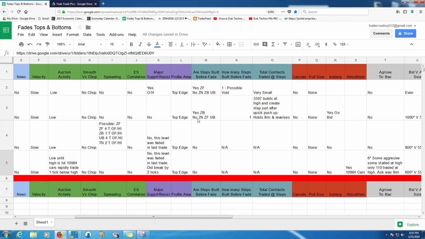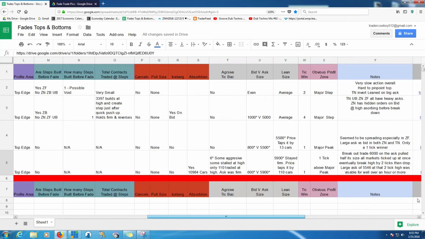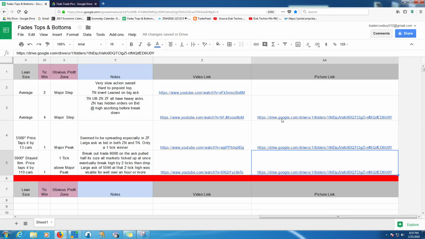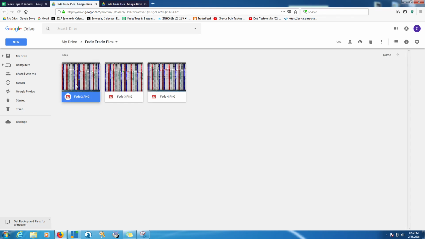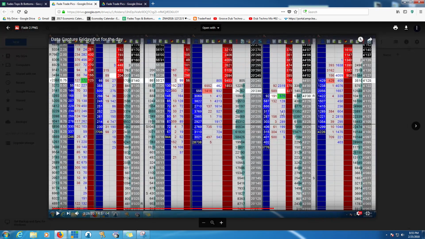Were steps built in fade trade 2? Yes, the 30-year, 3,397 contracts built at the high and created a step just after a quick push up, held firm and reversed. So to show you what that was, we'll look at the picture. That was fade 2. We'll go to fade 2. Right there, the 3,397. So that tells me it got here, built this profile step, and then reversed. And it held firm, nothing traded, 4401.